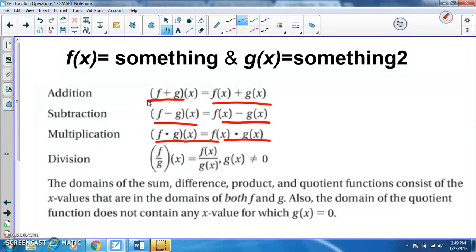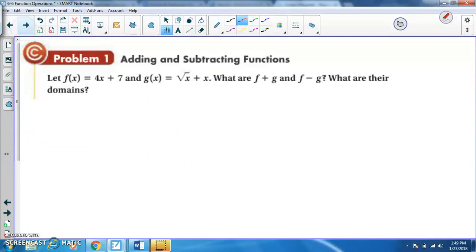The domains of the sum, difference, product, and quotient functions consist of the x values that are in the domains of both f and g. So f plus g, parentheses x, just means f of x plus g of x. The domain is for both. The domain of the quotient function does not contain any x values for which g of x equals 0, because we cannot have 0 in our denominator.